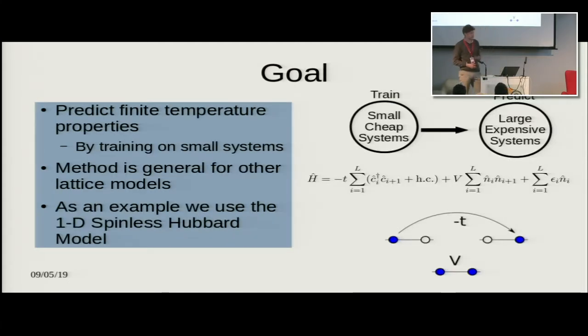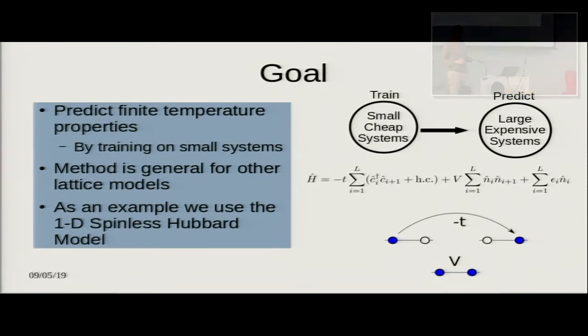To remedy this, we want to use machine learning. This diagram here shows our philosophy. We can generate small systems in large quantities. They're very cheap to make. So we want to train machine learning models on these small systems and then transfer this knowledge to larger systems, which are very expensive. In particular, we want to predict finite temperature properties. The method I'm going to show you is, I think, general for a wide range of models.